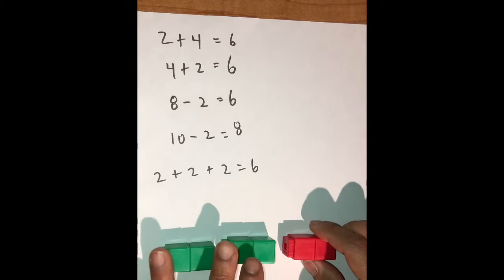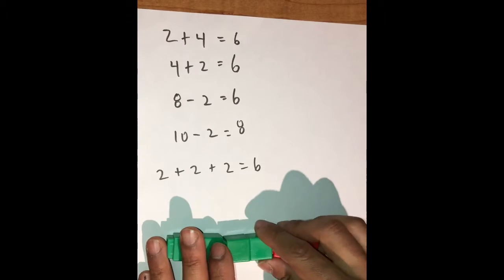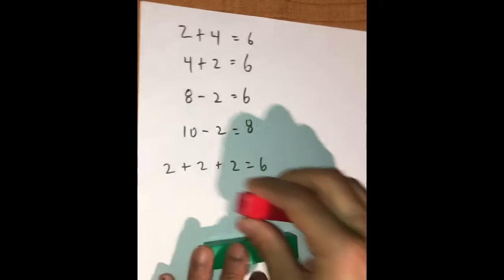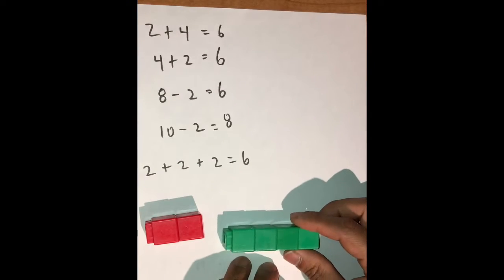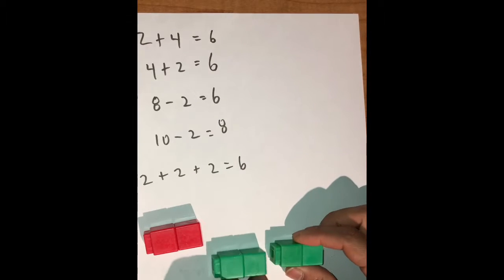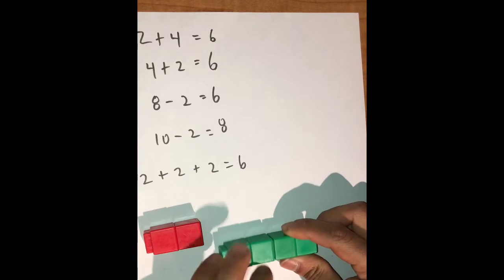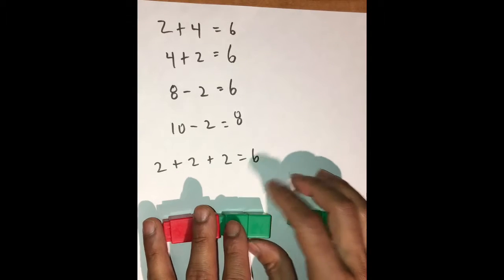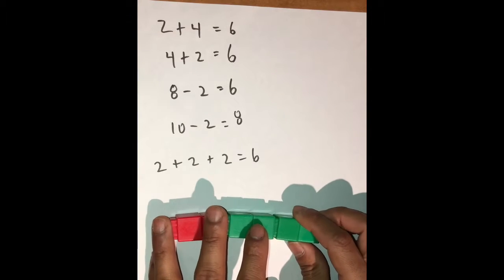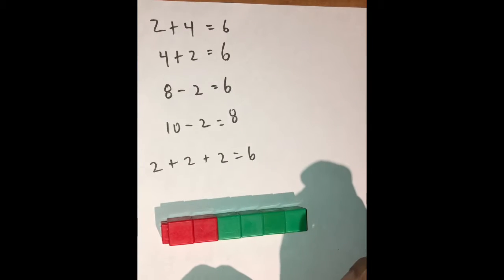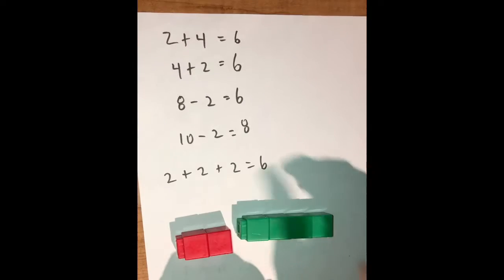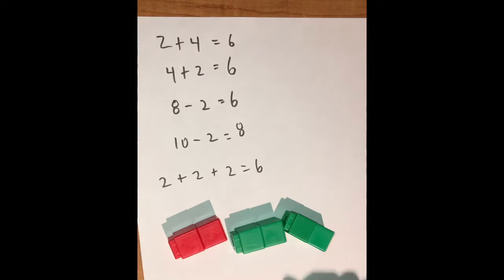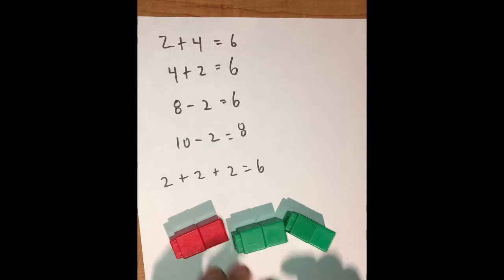2 plus 2 plus 2 equals 6. If we had partitioned the 4 from the first statement into 2 pairs, 2 plus 2 plus 2, we still get the same answer. So 2 plus 4 is 6, or 2 plus 2 plus 2 equals 6.